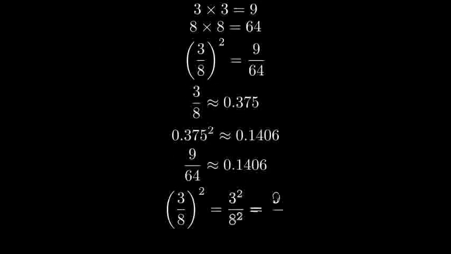So remember, when squaring a fraction, square both the numerator and denominator separately. In this case, squaring 3/8 gives us 9/64.